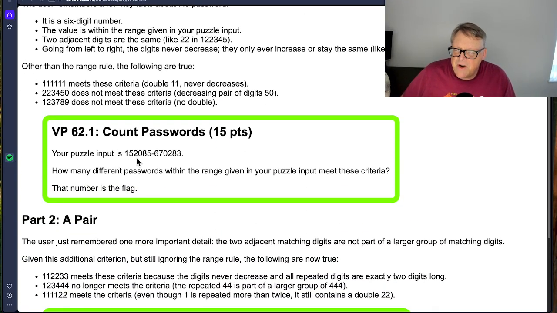So here's your puzzle input, and here's the range. This means this 6-digit number up to that 6-digit number. So there's about 500,000 passwords in there. You have to generate all those 500,000 integers, turn them into strings, and check to see if they meet these criteria, and find out how many of them meet the criteria. It'll be some number up to about 500,000.